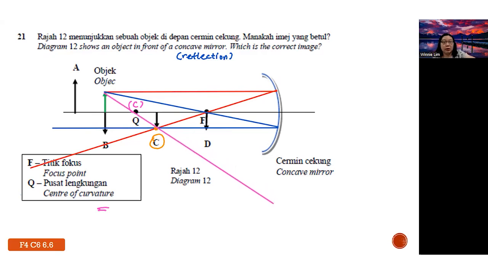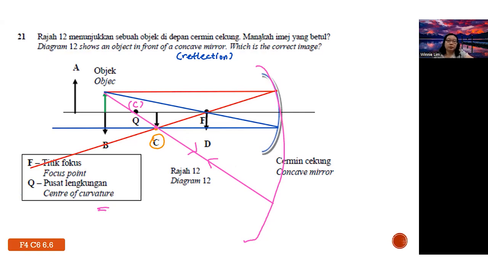The mirror here is just a representation. You can make it longer. So they strike and then they bounce back. That's why all three rays intersect at the same point. So this is how you draw a ray diagram for a mirror.